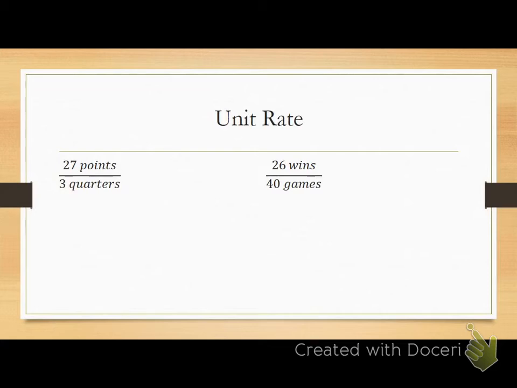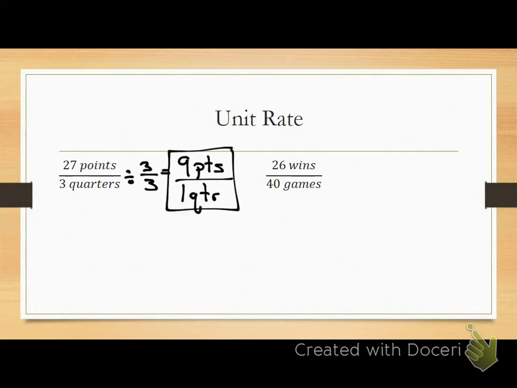Okay? All right, you think you can figure out 2? I want you to do these 2. Find the unit rate. So I divide top and bottom by what number? The first one. Divide top and bottom by 3. Okay, and I get 9 points per quarter. 9 points per quarter. It's important that you label.